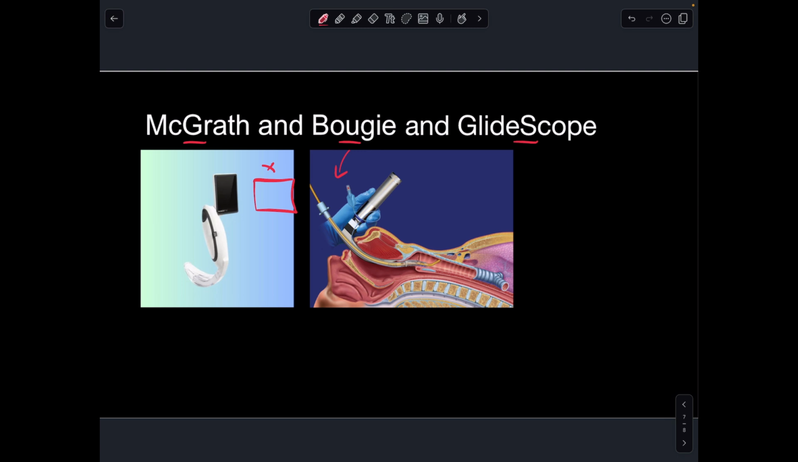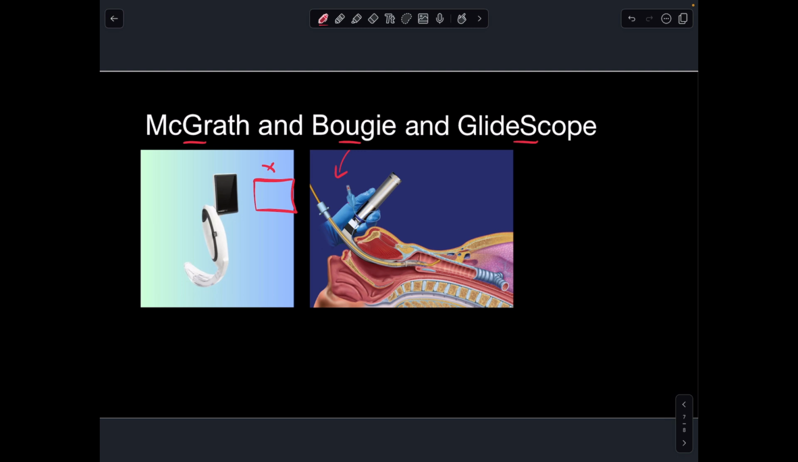You then find your view, and the glide scopes at Sanford have a blade on there that's very similar to a Mac blade, and you use it like a Mac blade. So you insert the blade on the glide scope into the vallecula, you find and visualize the glottic structures, and then you take an endotracheal tube that's on a rigid stylet, and you insert it into the patient's mouth.